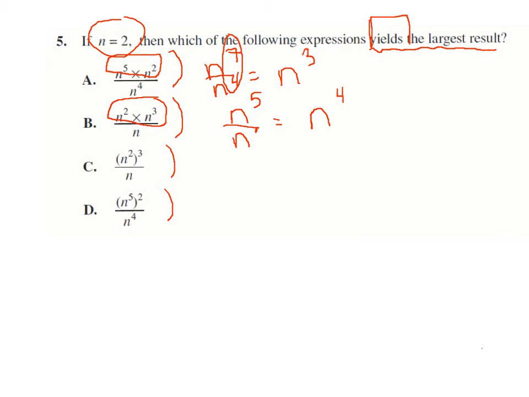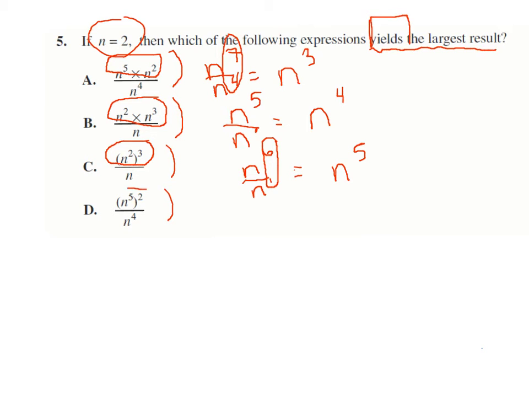The next question is a power of a power law. The power of a power law says when we have a power raised to another power, we can multiply the exponents together. This will give me n to the power of 6, all divided by n to the power of 1. We are now dividing powers and the bases are the same, so we can subtract the exponents to get n to the power of 5.